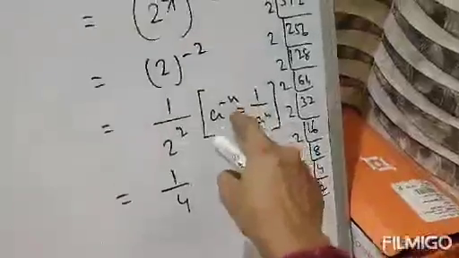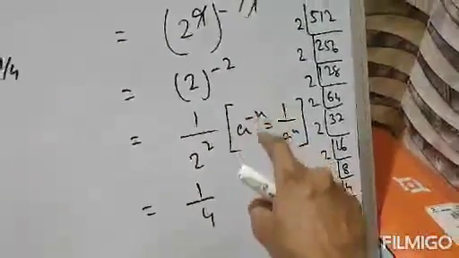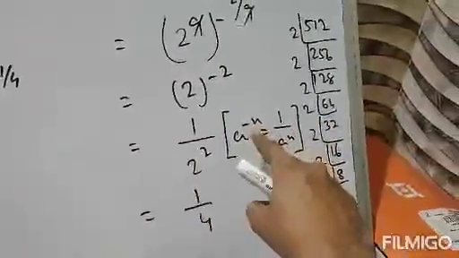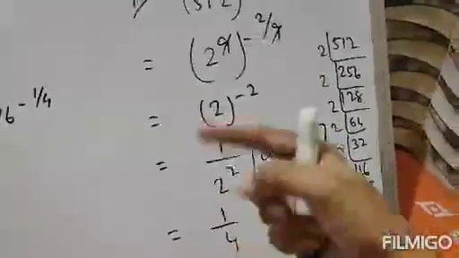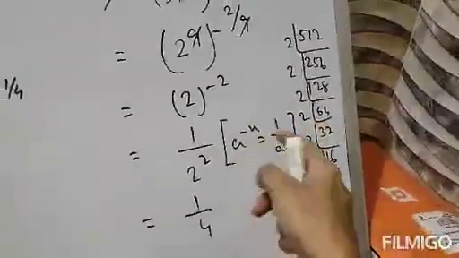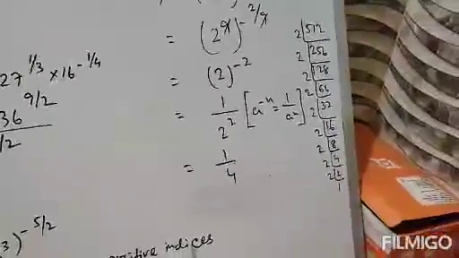That means if the power is negative, to make the power positive, just reverse this. That means 1 by a to the power n. Clear? That means 1 by 4 will be your answer. Clear? Next.